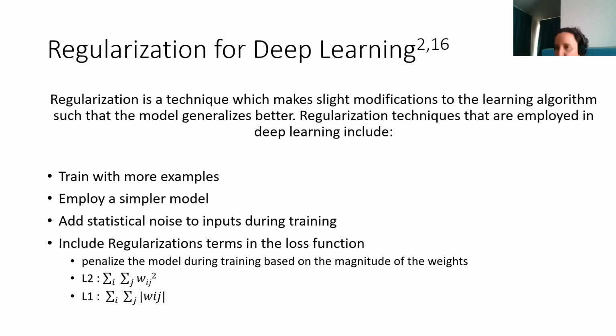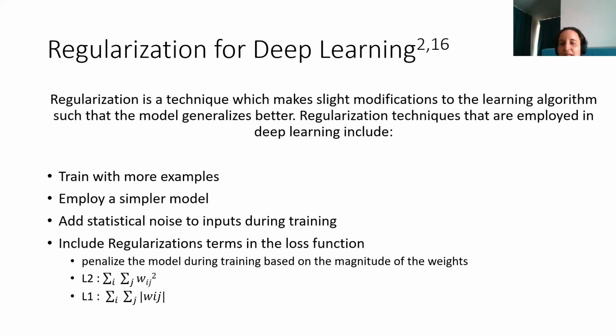One is to train with more examples. Another is to try to overcome the complexity of the model, to find a simpler model, for example, with fewer hidden layers or with fewer nodes per layer, and so on and so forth.